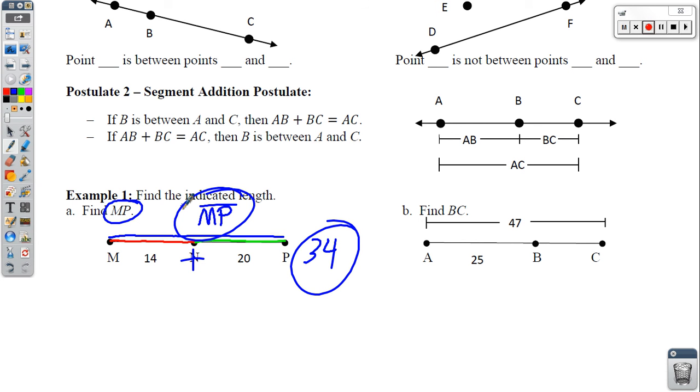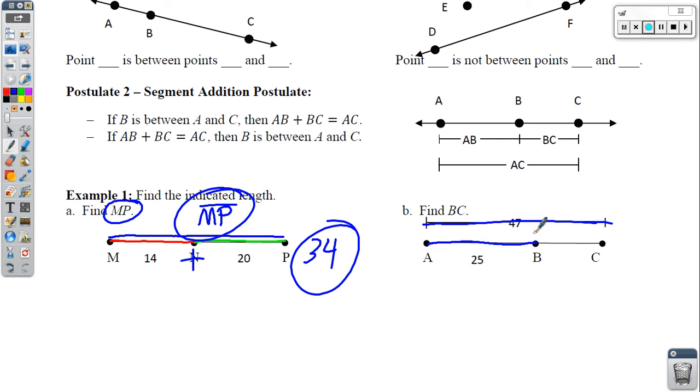And then when we have just the points, M and P, that's talking about the length of the segment. Let's look at part B. So this time, AC is given to us, that is 47. And then we're given part of that segment, which is 25.